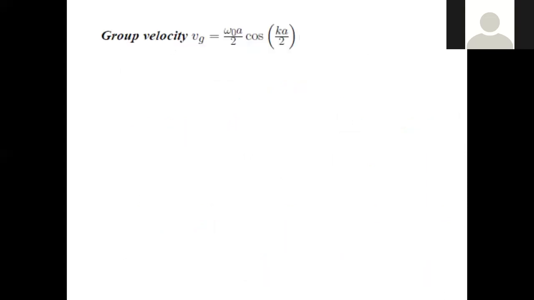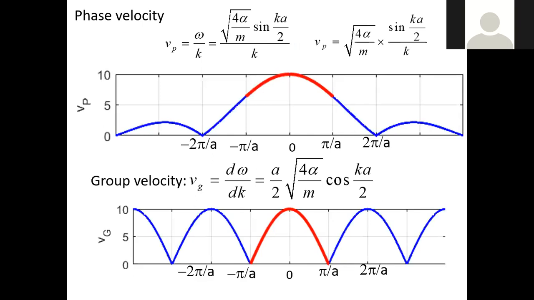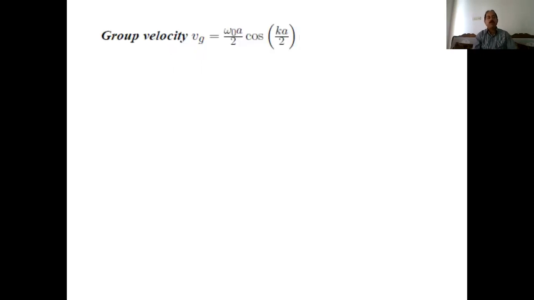Next, let's see what the real value will be. I will give one example of the group velocity value. Already we have seen here that group velocity v is equal to ω0 a/2, where ω0 is basically square root of 4α/m. So ω0 is square root of 4α/m, and then a/2. So the expression for group velocity is ω0 a/2 cos(k/2).